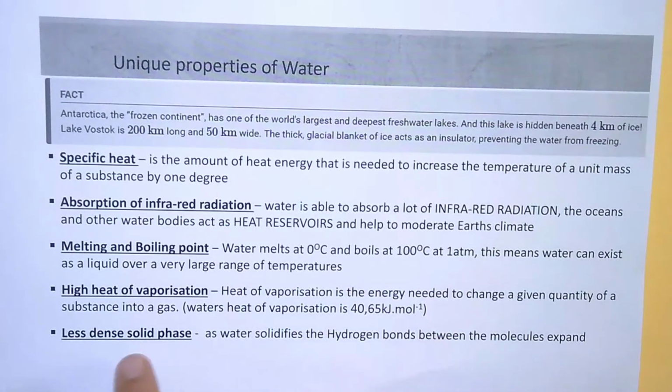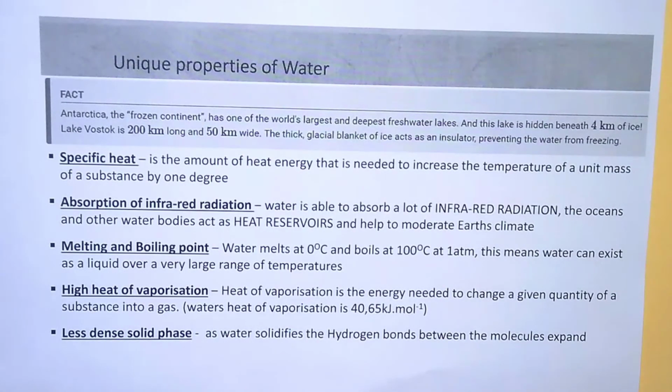And then probably one of the most important ones, the less dense solid phase. As water solidifies, the hydrogen bonds between the molecules expand. So basically what happens is that as the water molecules freeze, the hydrogen bonds become more rigid, more inflexible. They move a little bit further away from each other. They're still bonded, but that makes solid ice less dense than water, meaning ice floats on water.